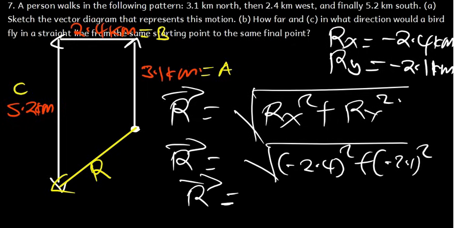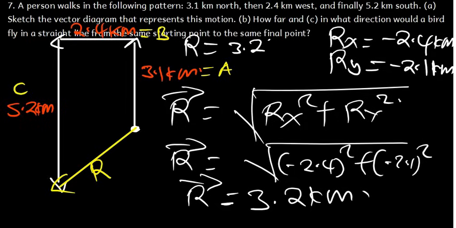So we're going to have 2.4 squared plus 2.1 squared. When you're plugging in the values using a calculator, you just ignore the negative because it is squared, so the negative is going to be cancelled. Okay? So we're going to have the resultant, which is going to be 3.19, which is the same as 3.2 kilometers. Now that we have the resultant, we need to find the direction. So it is 3.2 kilometers. Now, in what direction?